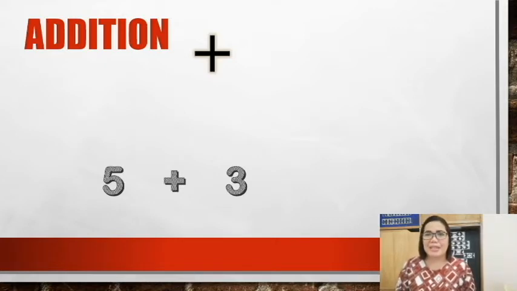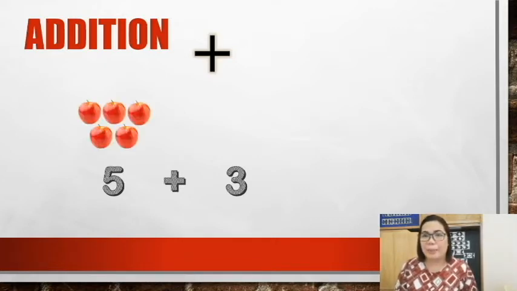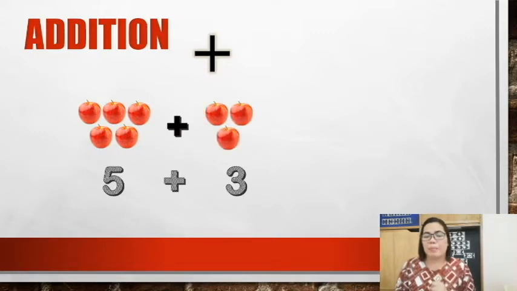So, we have 5 plus 3. So, consider you have 5 apples, dungagan og tulo ka apples. So, pila naman ka apples tanan? So, ipon nato, no? From 1, 2, 3, 4, 5, 6, 7, 8. So, we have 8 apples.